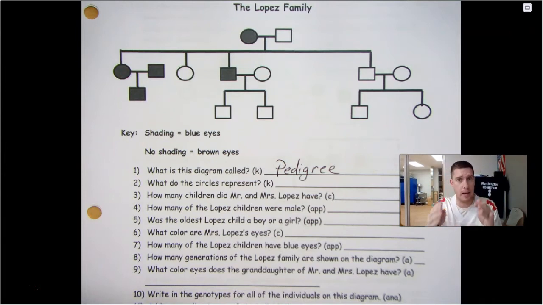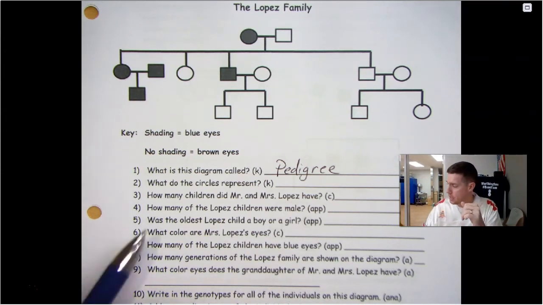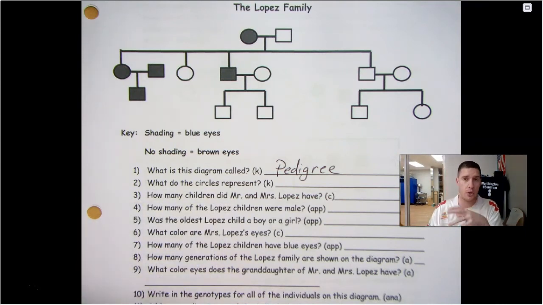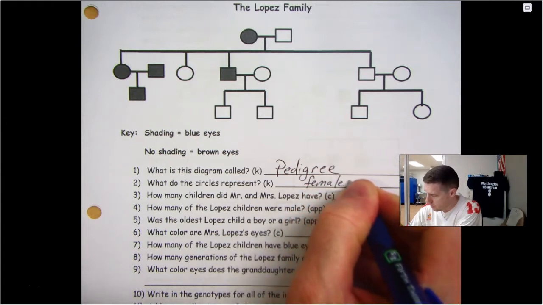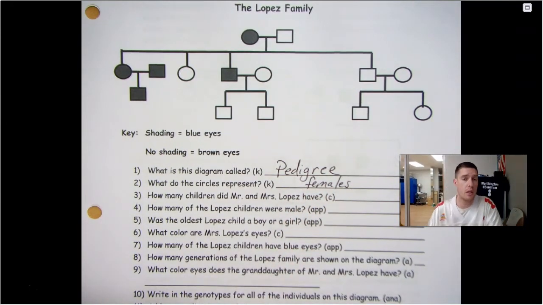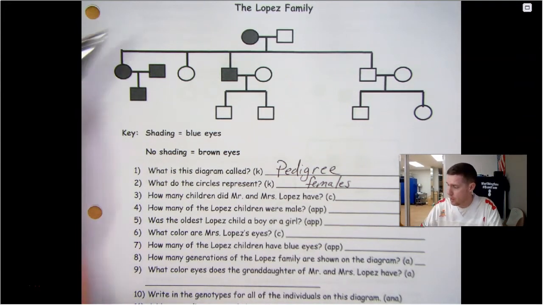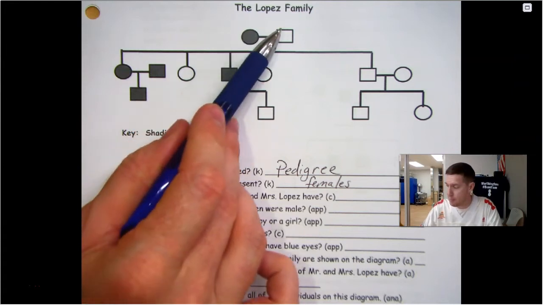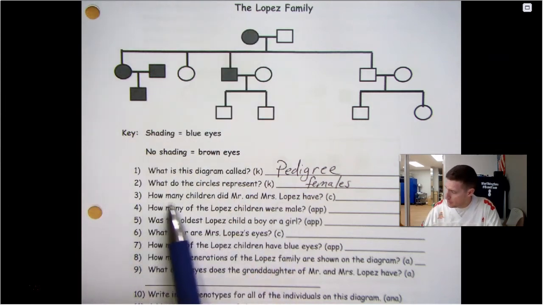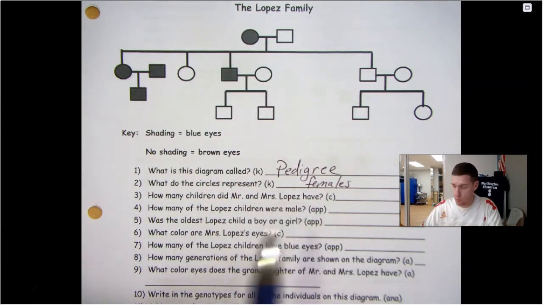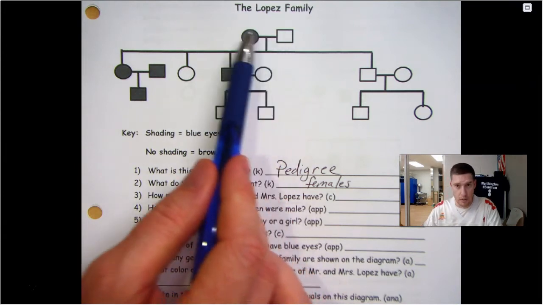Because we're talking about the passage of biological traits from one generation to the next, we're going to talk about males and females. In this case, what do the circles represent? The circles represent females. So then that means the squares are all the males. Up here you have Grandma Lopez and Grandpa Lopez. These are the grandparents.